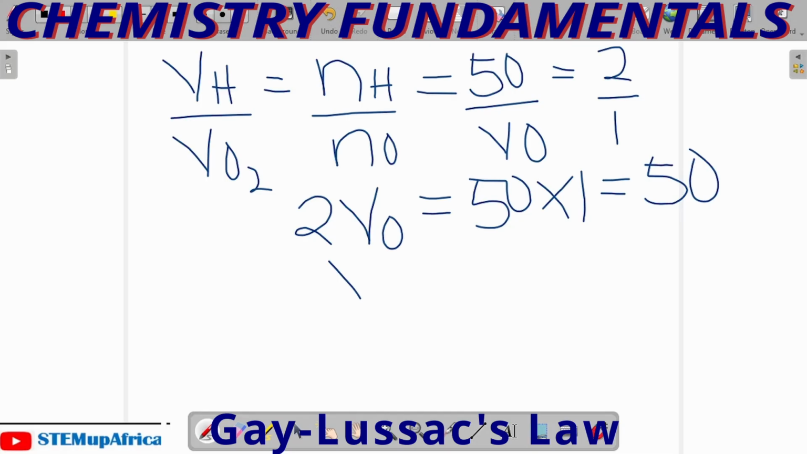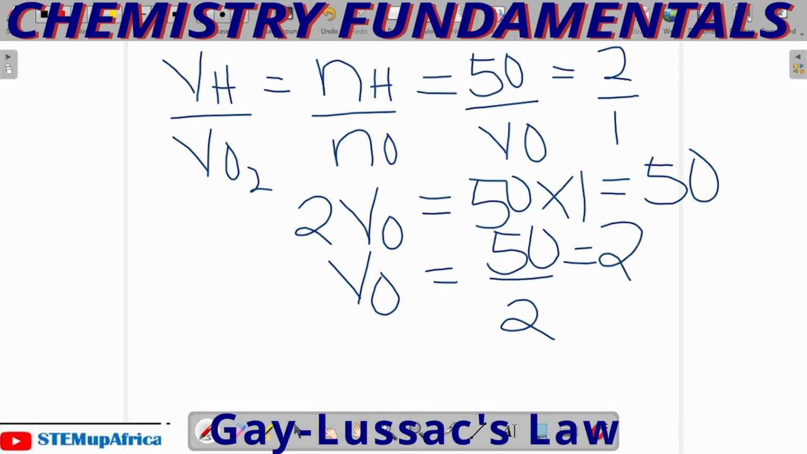So let's find the volume of oxygen that reacted. It's simply 50 divided by 2. Our answer will give us 25 cm³. This is the volume of oxygen that actually reacted according to the equation.